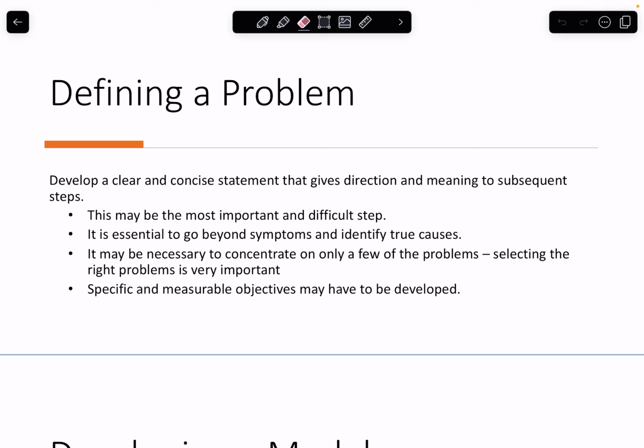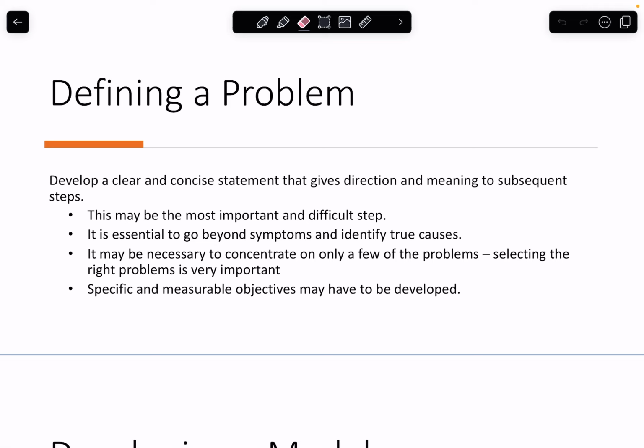So in every decision that we need to make, we have to really define if that is really the problem, because that's the most important one. We might be focusing on solutions wherein in fact that is not the problem that needs to be resolved. So in defining a problem, we should develop a clear and concise statement that gives direction and meaning to subsequent steps.